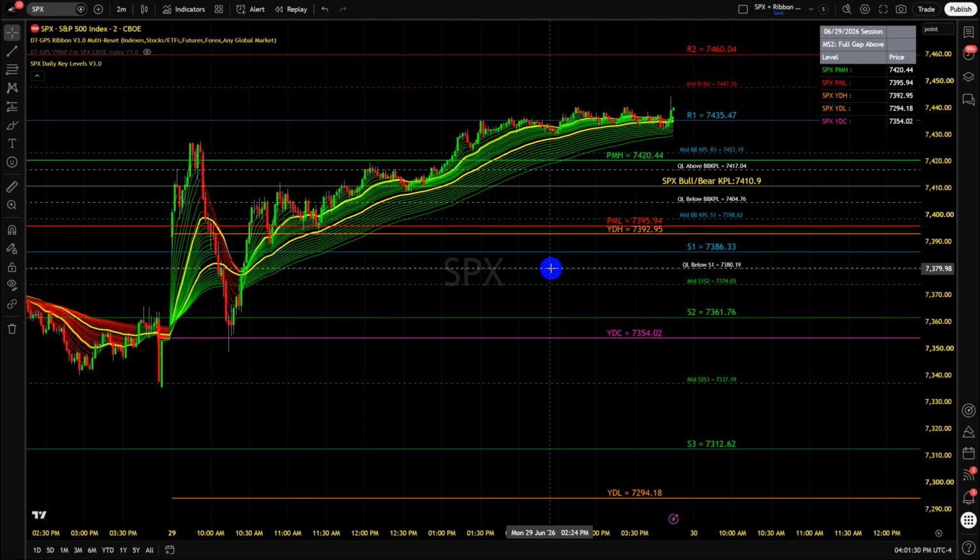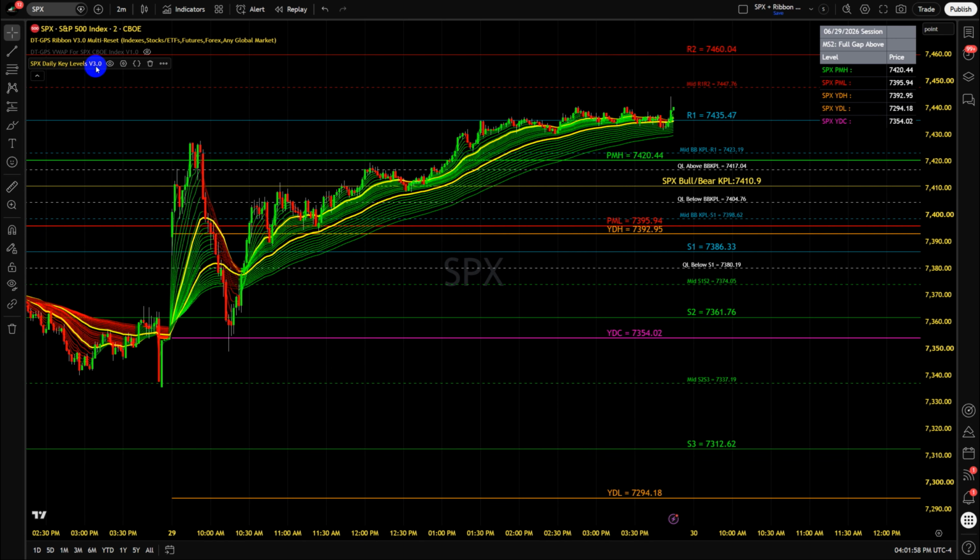Okay, in today's session we had a full gap above for our market scenarios. We have market scenario 2. Full gap above means the entire pre-market range, PML to PMH, is above YDH, as opposed to just a technical gap up, which would be where just the open is above yesterday's daily high, but not necessarily the entire pre-market range is above yesterday's high.